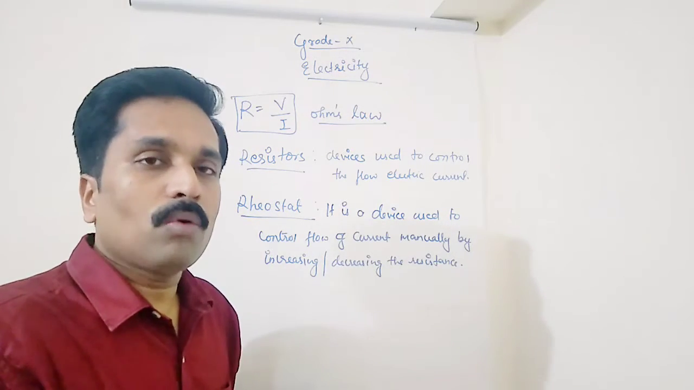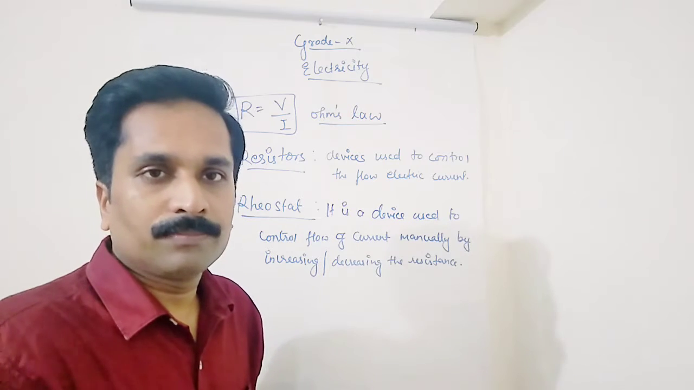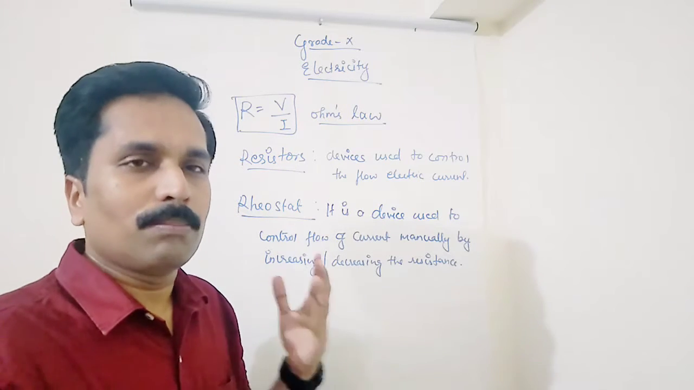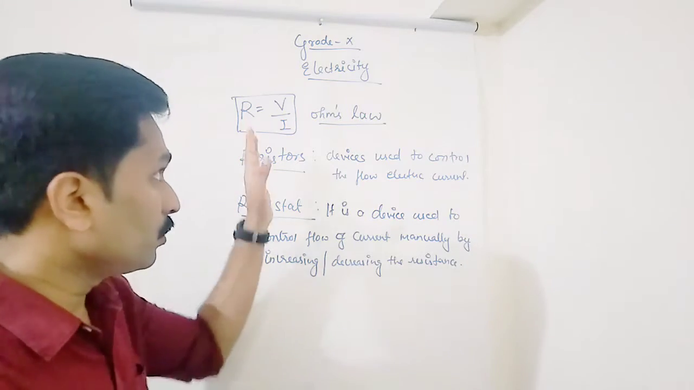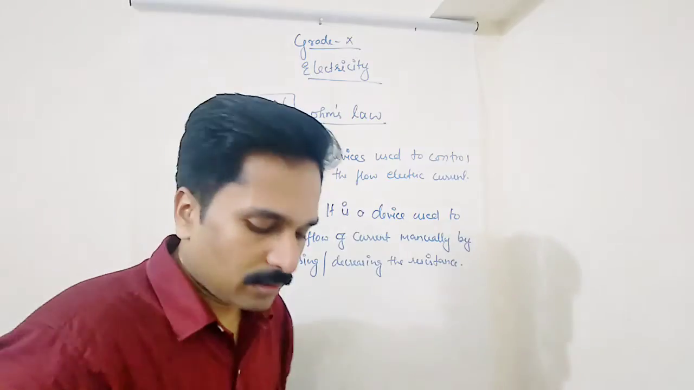Now we are going to learn the factors which affect the resistance. There are mainly three factors. You can tell four, but basically the main ones are three. We are going to learn the factors which are affecting the resistance of a conductor.